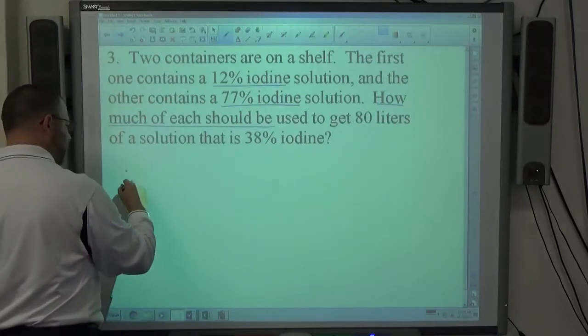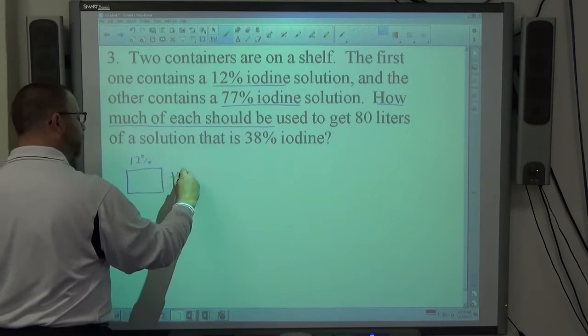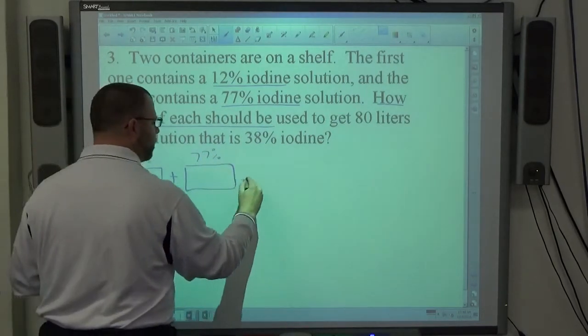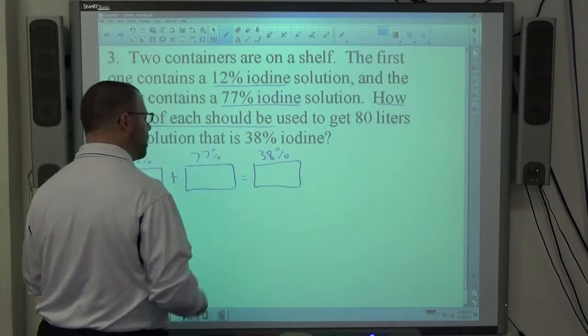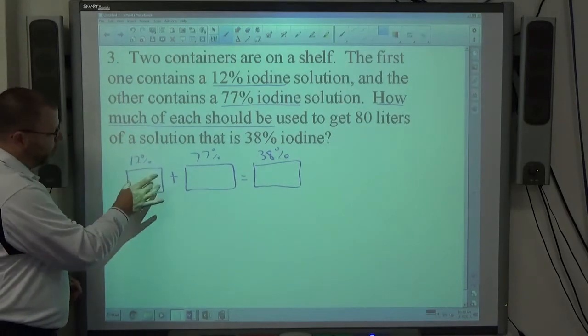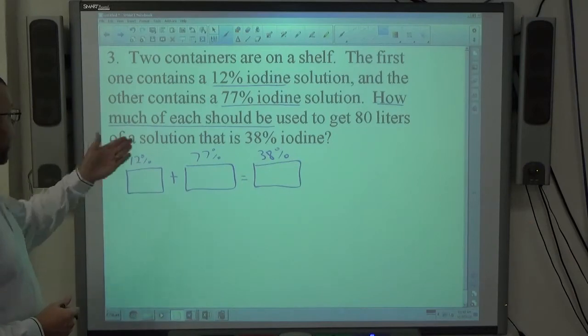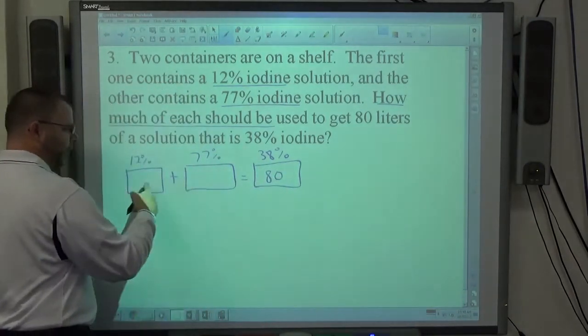So if I was to draw a picture of the situation, I got a 12% iodine solution being mixed with a 77% iodine solution. And we're trying to get a 38% iodine solution. This is a classic one that we started off with when we first saw these problems. 2 weak plus 2 strong makes something in between. We're trying to get 80 liters of 38%, so we have the exact value of this. We don't know either one of these.